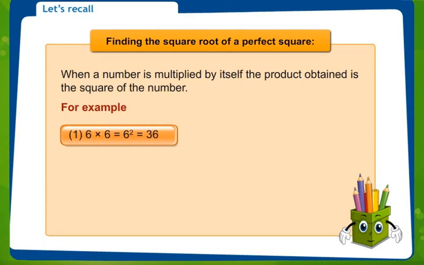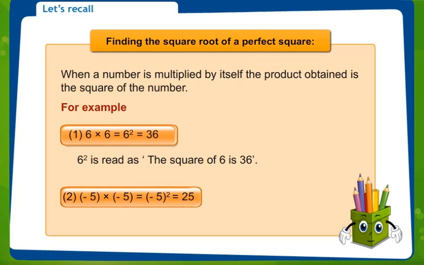For example, 6 into 6 can be written as 6 square, which is equal to 36. These are examples of perfect squares. That means the same number multiplied. Like see here, minus 5 into minus 5 is equal to minus 5 square, which is equal to 25. So now, using the square, we are going to find the square root of a perfect square.